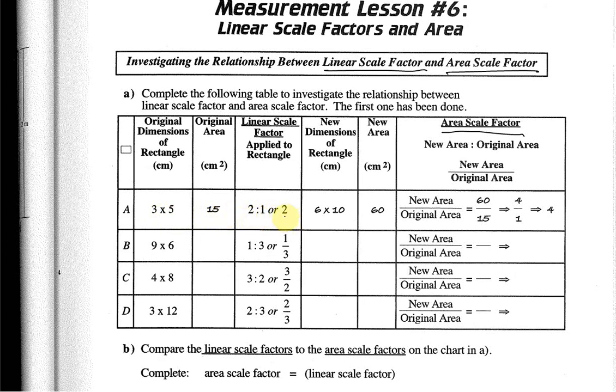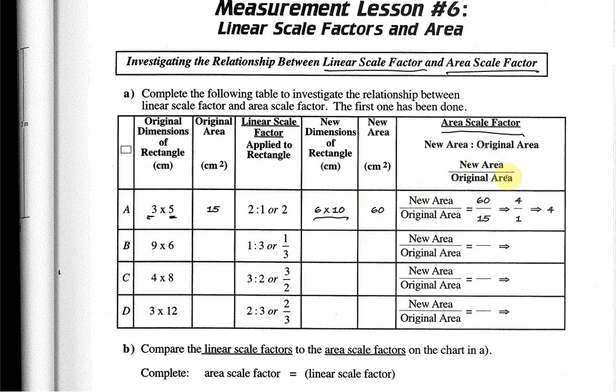And there's a scale factor of 2, which is greater than 1. Anytime that you have a scale factor that's greater than 1, you are looking at an enlargement. So you take your scale factor and you're going to multiply it to each of your dimensions. 3 times 2 divided by 1, which is 6, and then 5 times 2 divided by 1, which is 10. You can take each of those two new dimensions and find a new area.